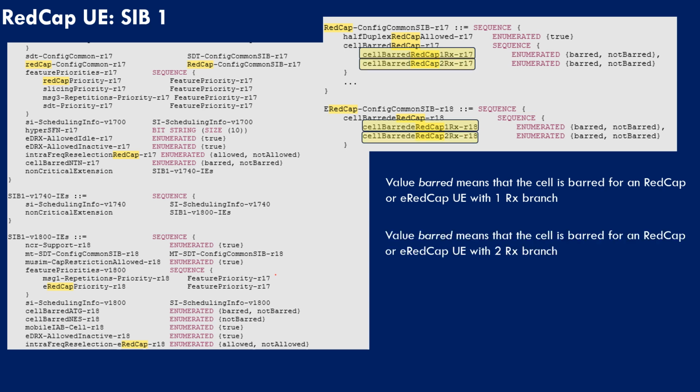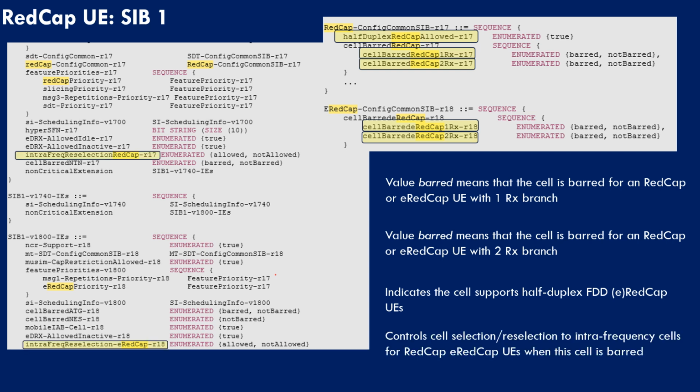We have similar parameters for the UEs with 2RX branches. The third parameter, half duplex RedCap allowed, indicates that this cell supports half duplex FDD for eRedCap UEs. The final parameter, intra-frequency reselection RedCap Release 17 or Release 18, controls whether cell selection or reselection to an intra-frequency cell for RedCap or eRedCap UE is allowed when this cell is barred.